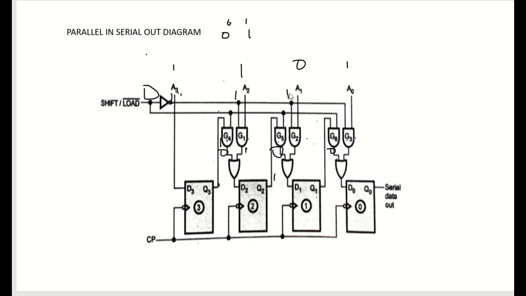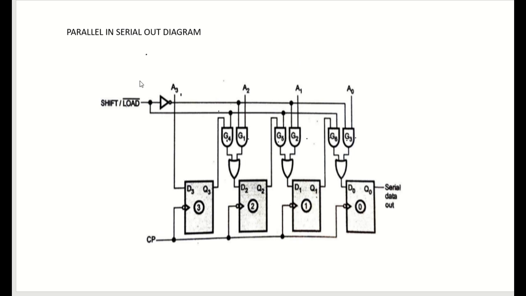Here 0 is there and here 1 is there. 1 or 1 and 0 means 0. 0 or 0 is 0. Here 1 is there and here 1 is there. 1 and 1 means 1, and 1 or 0 is 1.